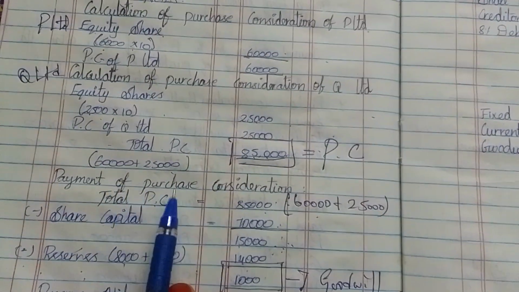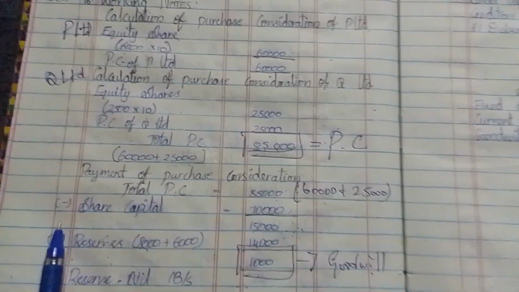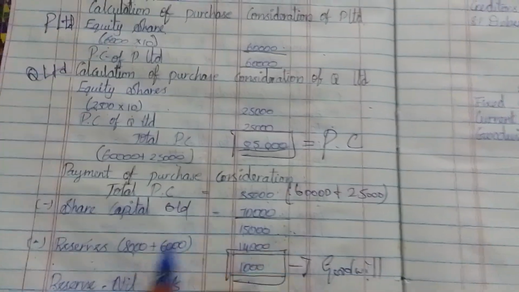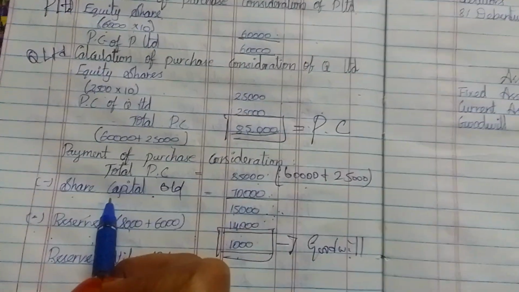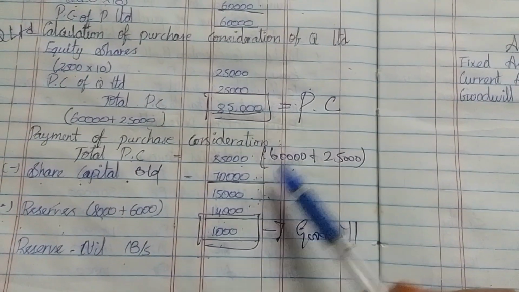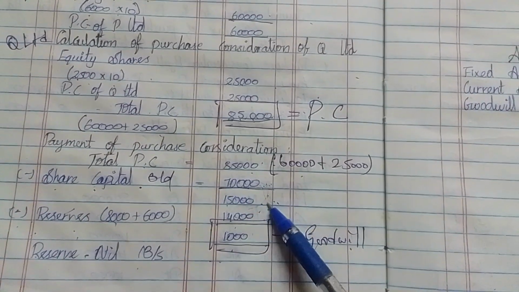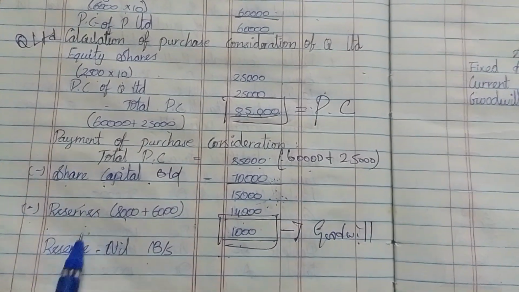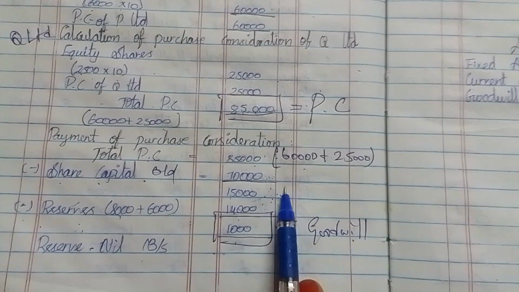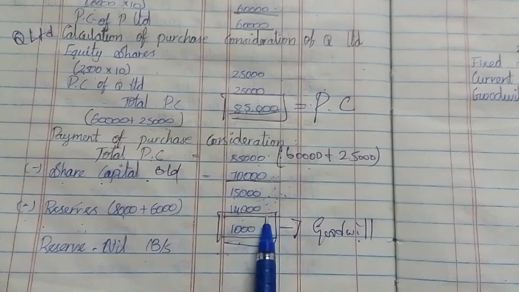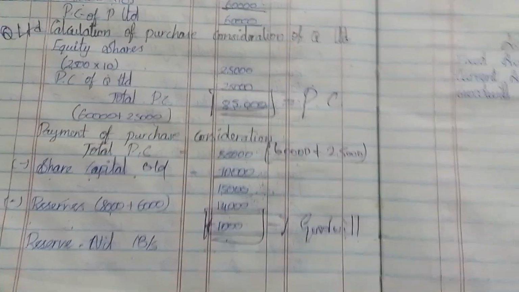Next one, payment of the purchase consideration. Total purchase consideration minus old share capital, that is 50,000 and 20,000 given in the textbook, so 70,000. 85,000 minus 70,000, you will get 15,000. From that minus the reserve 8,000 plus 6,000 is 14,000. 15,000 minus 14,000, 1,000 rupees, that is goodwill.